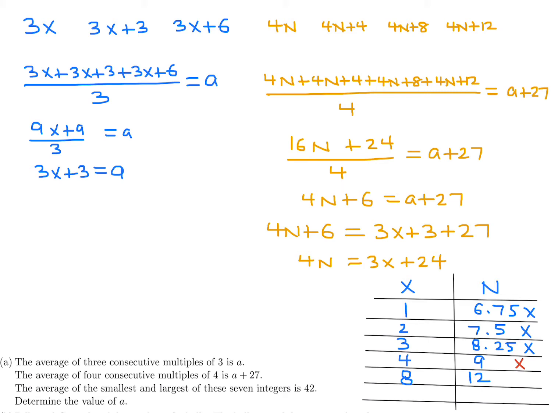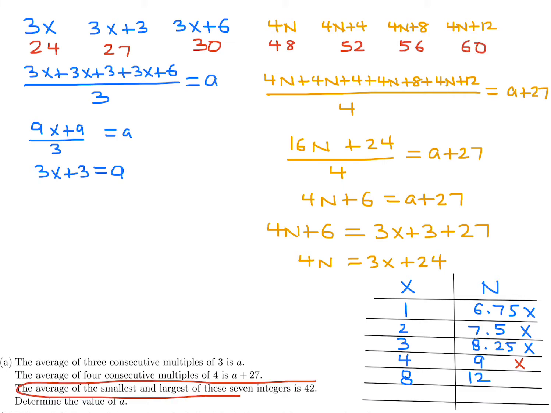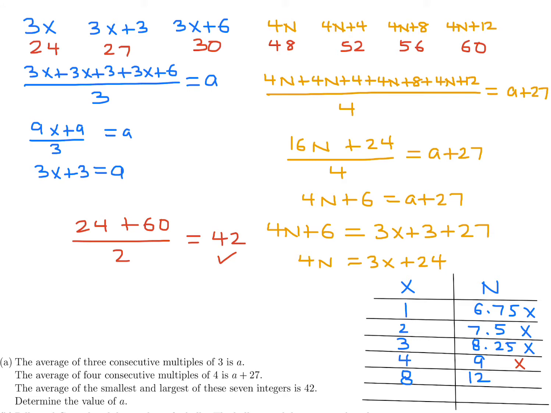All right, so now let's figure out the numbers for x equal to 8 and n equal to 12. If x is 8, this becomes 24, 27, and 30. When n is 12, this becomes 48, 52, 56, and 60. So now let's see if this sentence holds true, which is the average of the smallest and the largest is equal to 42. 24 plus 60 is 84. 84 divided by 2 is indeed 42. Great. So these are my values for x and n.